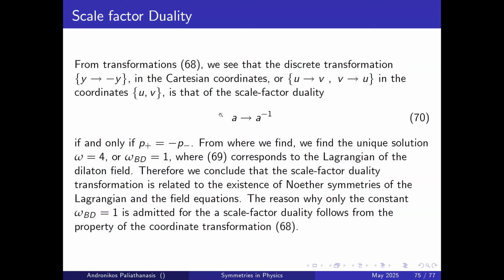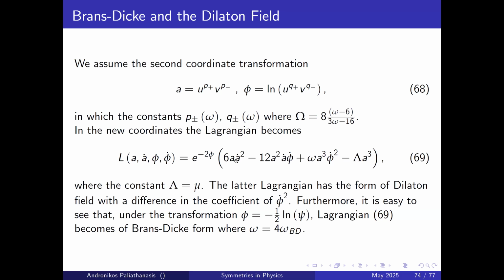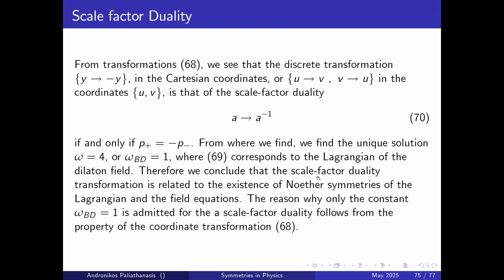This transformation is what we call a duality transformation, and it means the scale factor duality: if we have a solution for the scale factor, and we invert the scale factor, then the equations and the Lagrangian remain the same. So there is a discrete symmetry which we are able to construct.